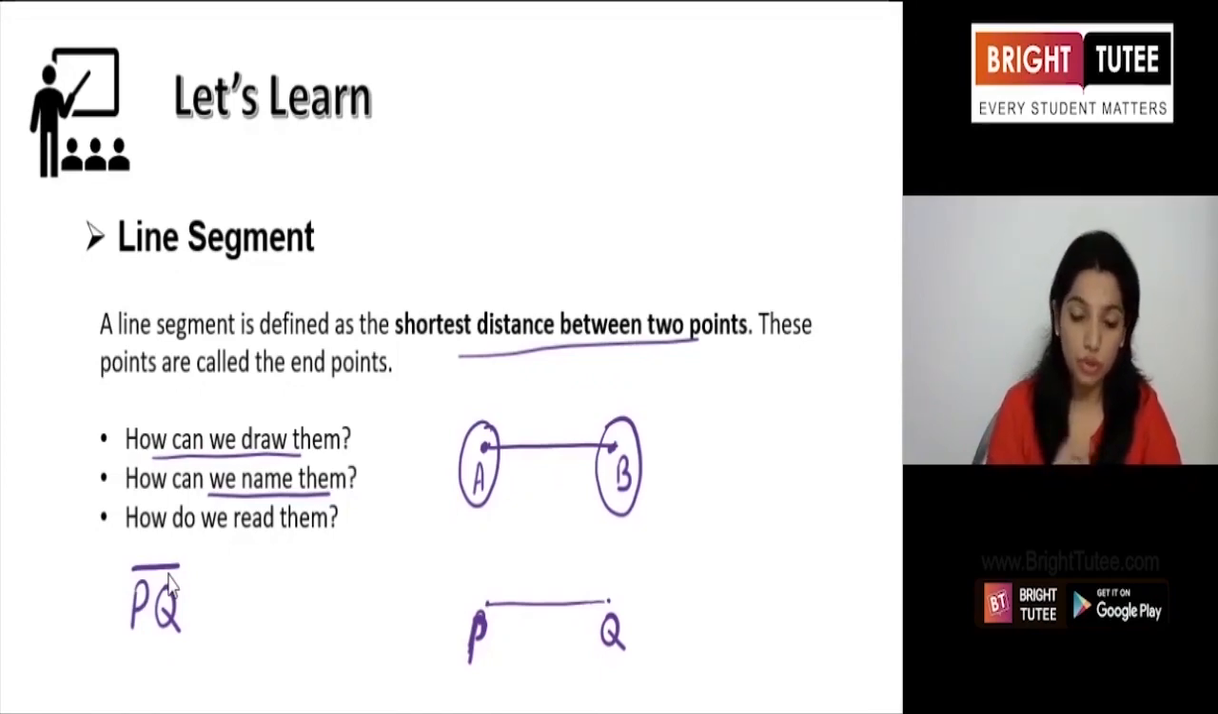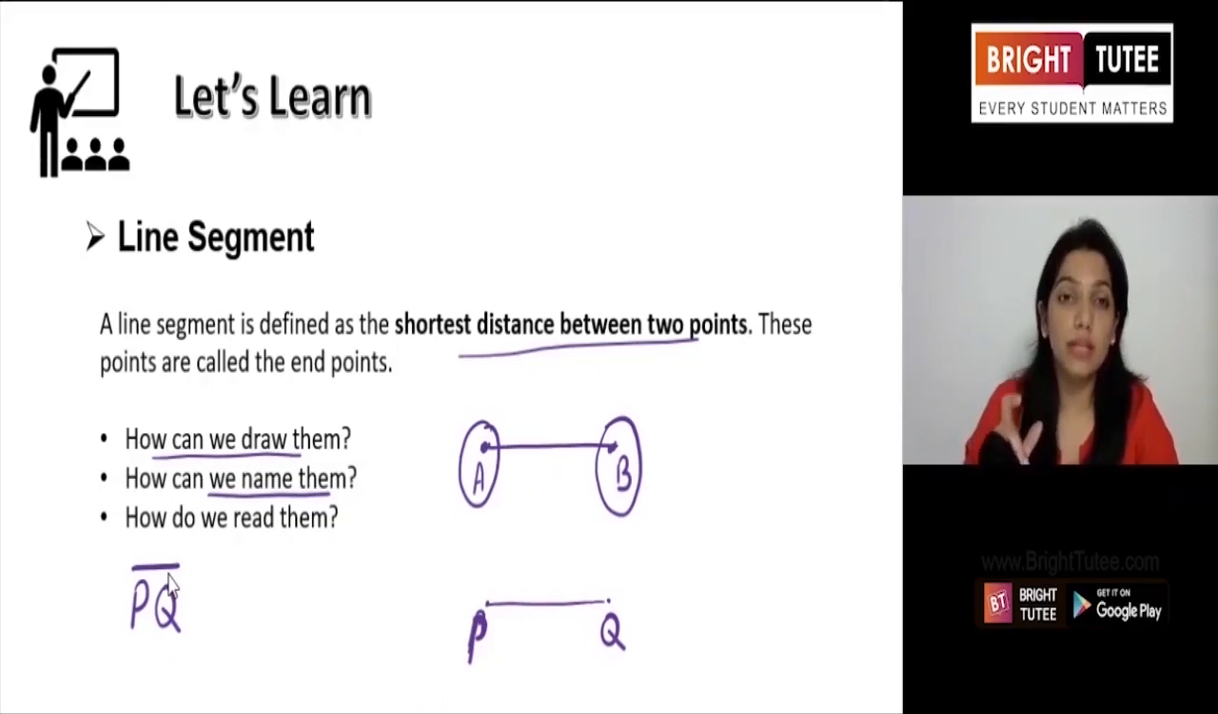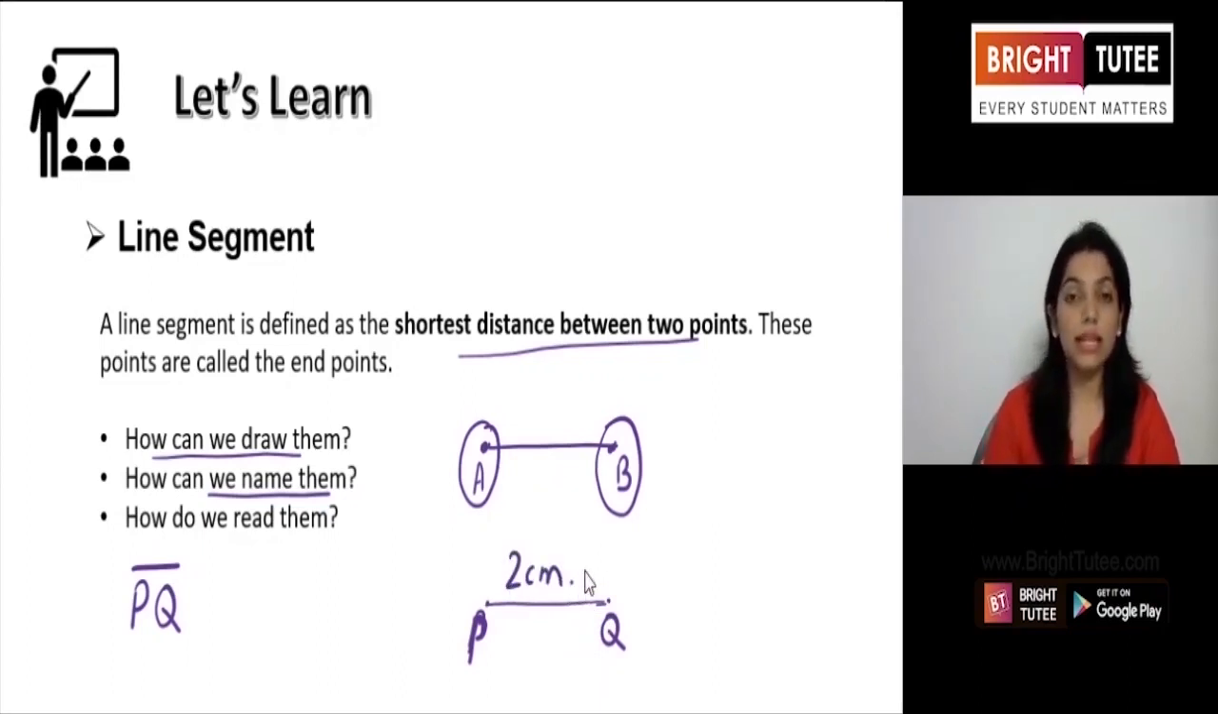This shows that we are talking about a line segment. Now, I want you to be very careful about this. A line segment is of fixed length. We can measure the length of a line segment. For example, let's say the distance between P and Q is 2 centimeters. So what is the length of my line segment here? It is 2 centimeters. I can measure it.